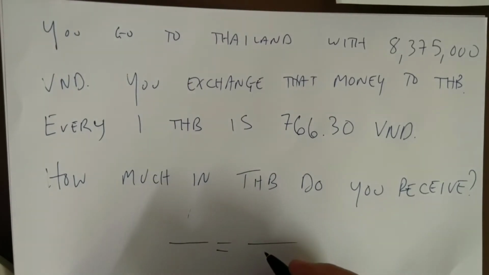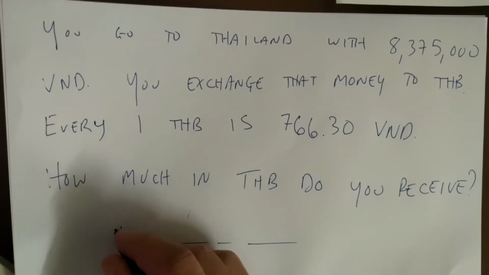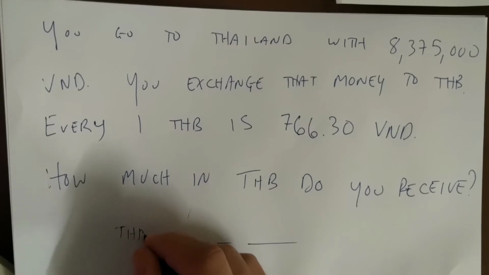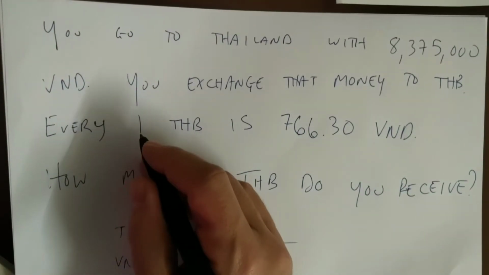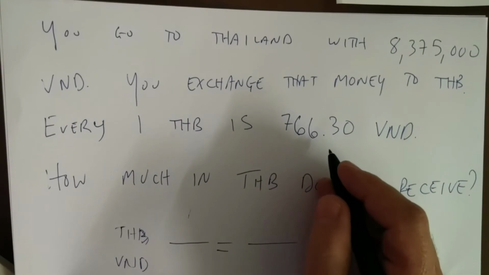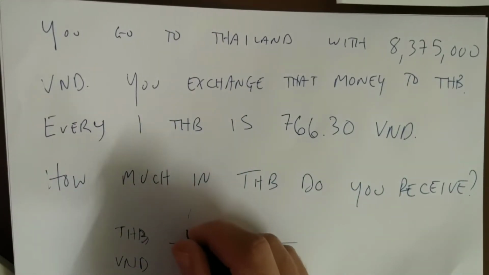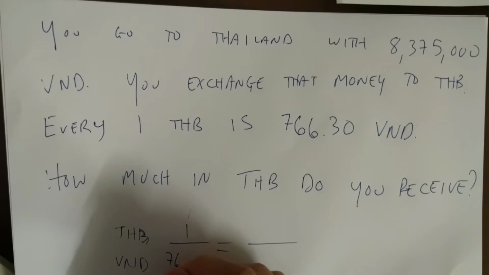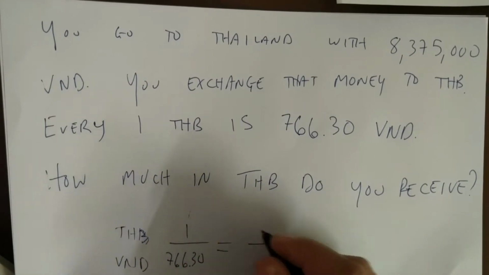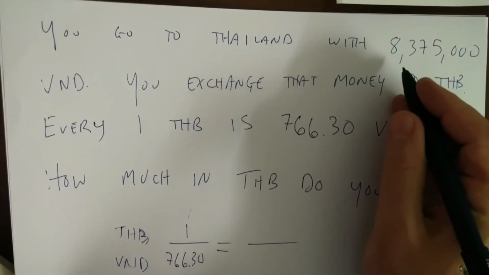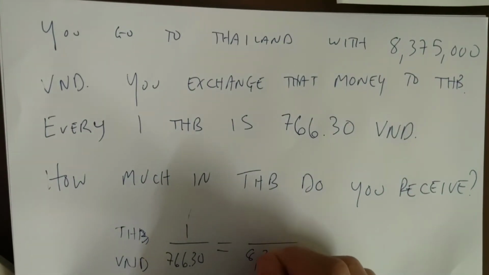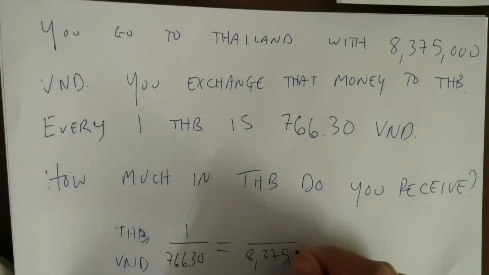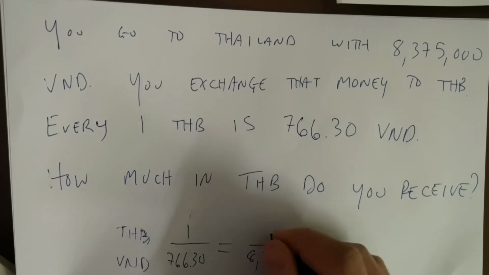So what you can do: THB over Vietnamese dong. You can do this two ways, but I think this is easiest. Okay, so for every one Thai baht, 766.30 dong, and you came with 8,375,000. Okay, and that's our x.